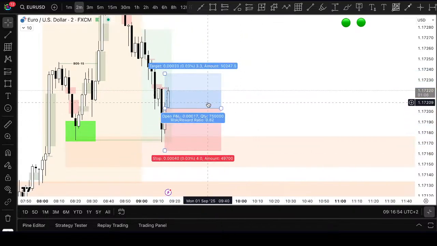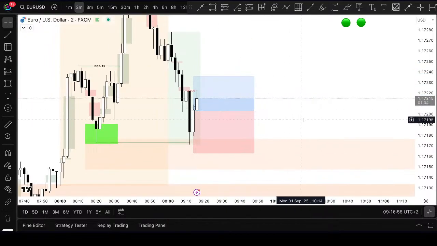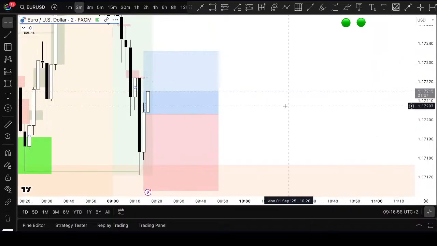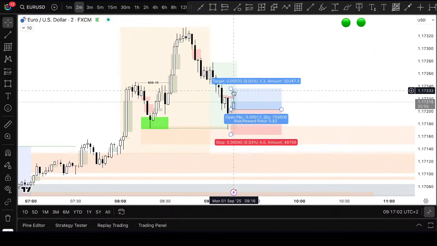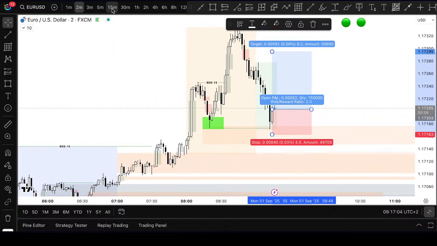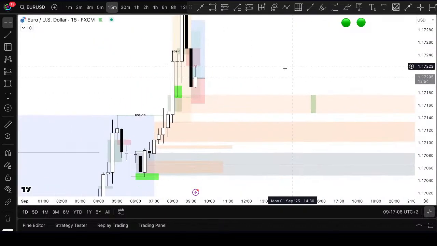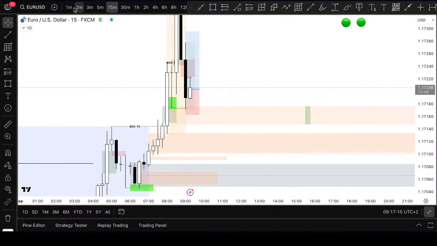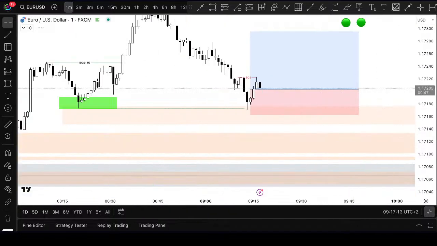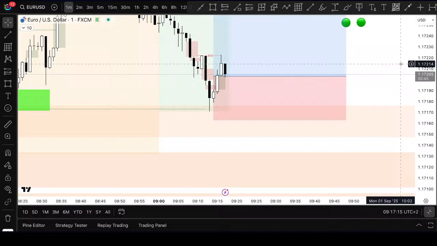Yes, we have this breakout structure. Definitely we can go for a buy here. I'm perfectly okay with that. Let me check in the 15 minutes time frame. This is a good place, a 4 block. Yeah, perfect. The price is coming back down.